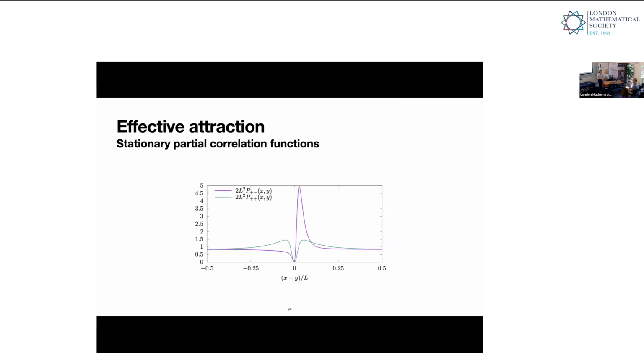We can also, as a side product, calculate the correlation functions taking into account the internal state of these particles. If they move against each other, that's the purple line. If they move against each other, they are jammed at a certain finite distance. That's what this peak is telling us about.